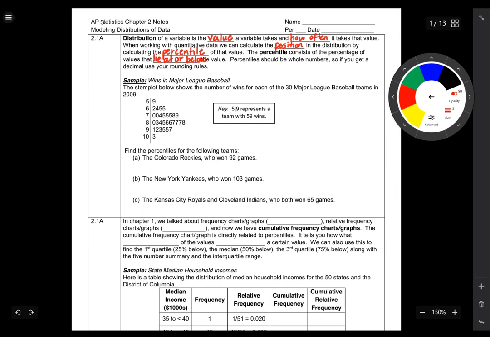When I finally get you the textbooks that you want, it'll mention how percentile is just below the value. Well, the new definition by the College Board that they want you to know is that it's at or below the value. Percentiles should be whole numbers, so if you get a decimal, use your rounding rules. When you're looking at percentiles, it always mentions "at," like at the 40th percentile.